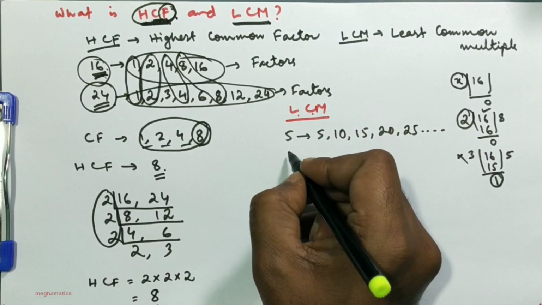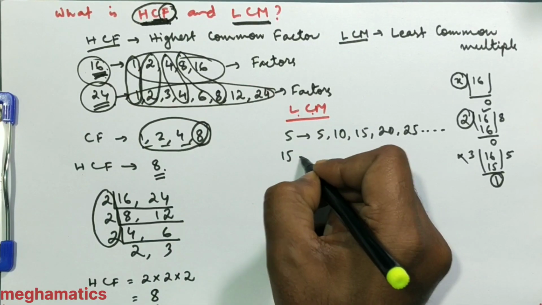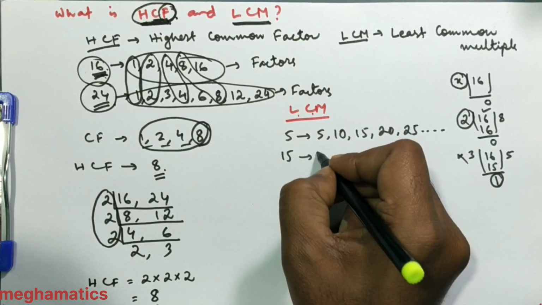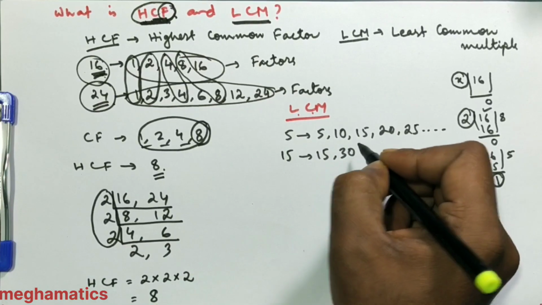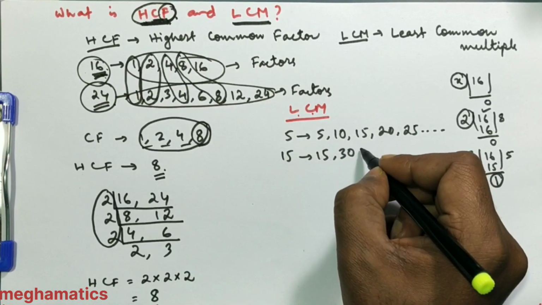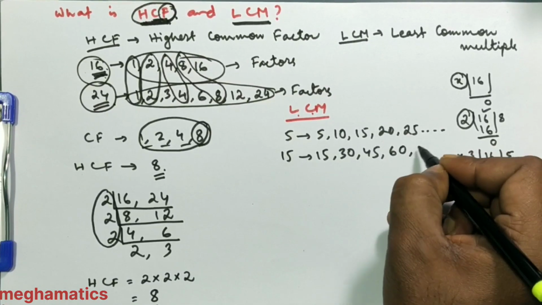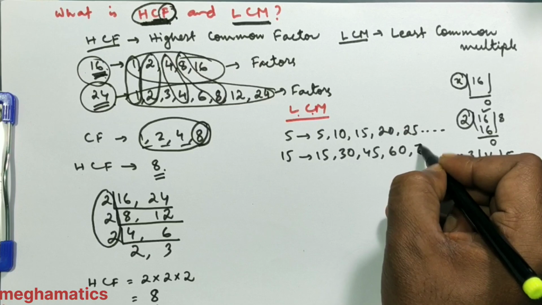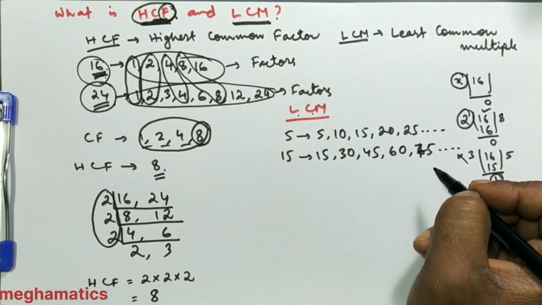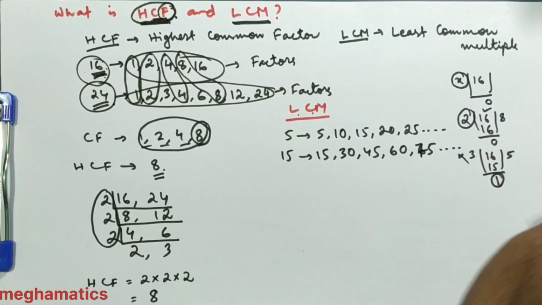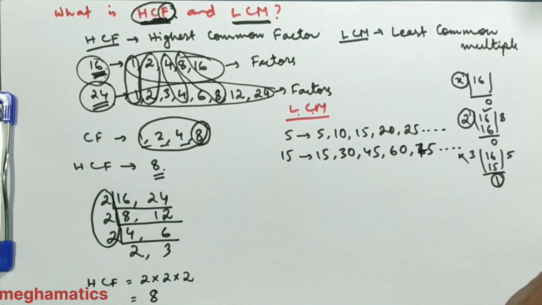Now if we talk about multiples of, suppose, 15, the first multiple will be 15, the second will be 30, 15 threes are 45, then 60, then 75. So there are so many multiples. Now what will we have to see? We have to see common multiples.